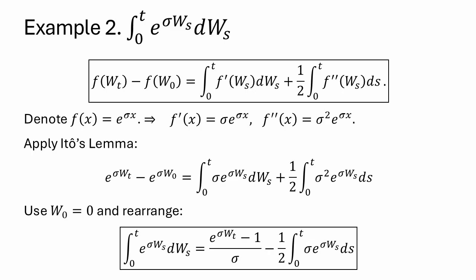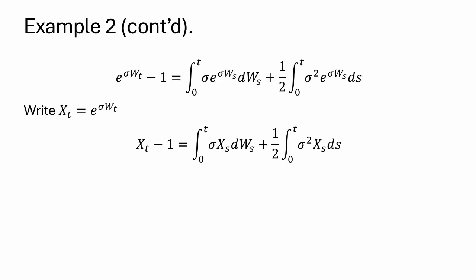And the last integral cannot be simplified further. Now that our calculation is done, let's rewrite the result in a different notation. We write X_t equals e to the sigma W_t. So the result after applying Ito's lemma now reads X_t minus 1 equals the integral from 0 to t of sigma X_s dW_s plus 1/2 the integral from 0 to t of sigma squared X_s ds.